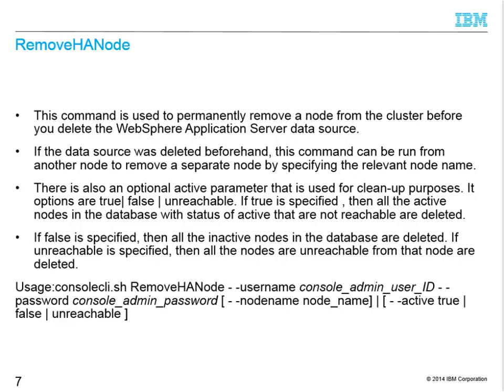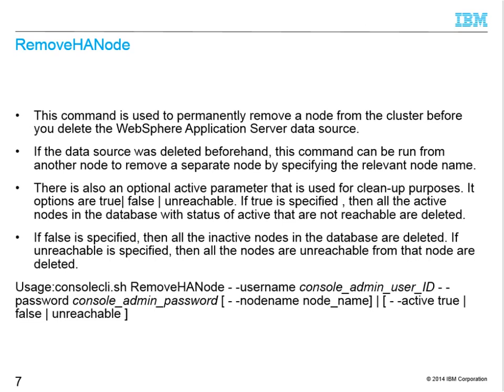Run the remove HA node command on a node to remove it from the cluster. This command is used to permanently remove a node from the cluster before you delete the WebSphere Application Server data source. If the data source was deleted beforehand, this command can be run from another node to remove a separate node by specifying the relevant node name.